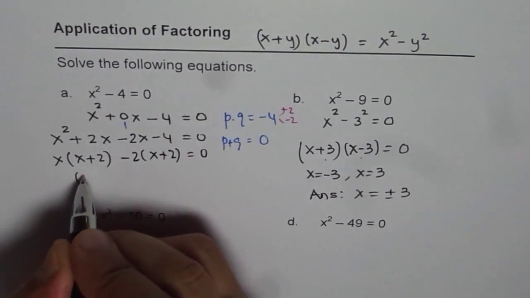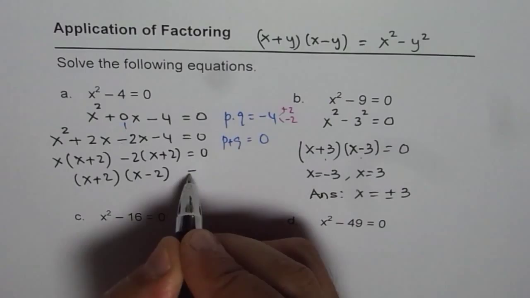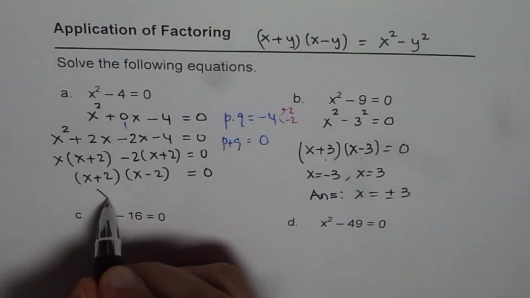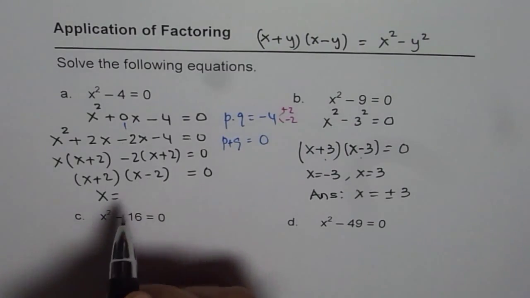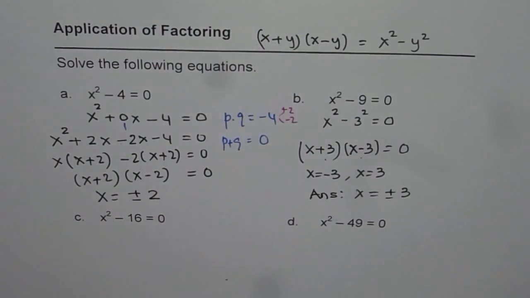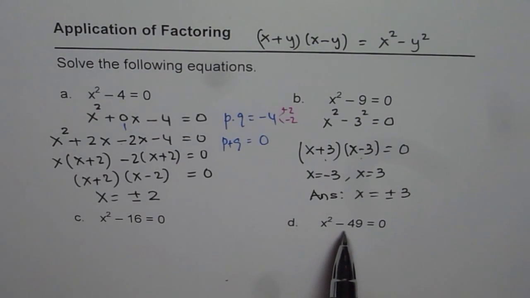X plus 2 is common. So we are left with x minus 2 equals to 0. We get the expected answer. X could be equal to minus 2 or plus 2, which I can write as plus minus 2, right? So that becomes the solution for this equation. I hope you appreciate it, right? Now, you can use either one of these techniques to solve these two equations, correct?